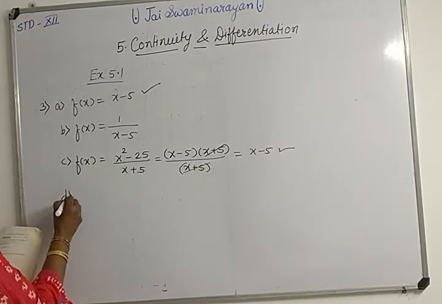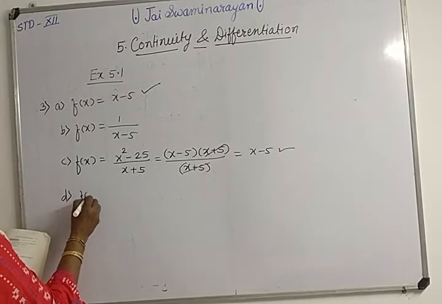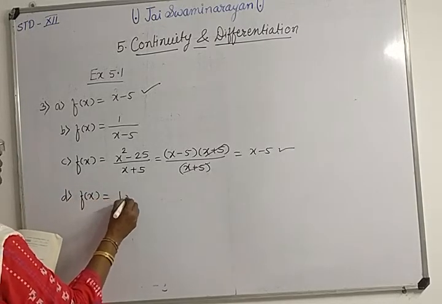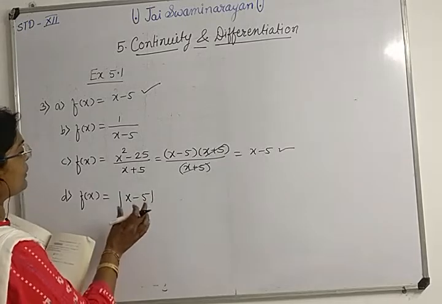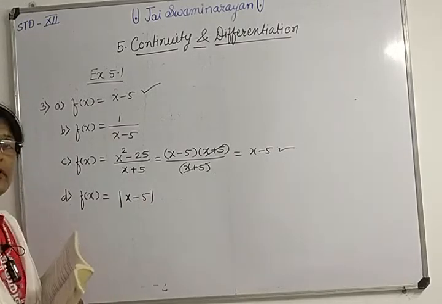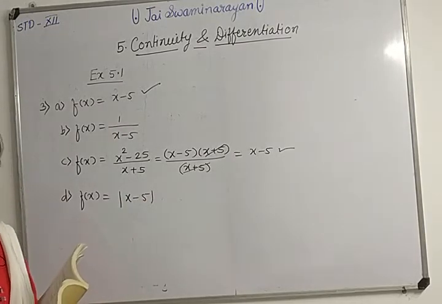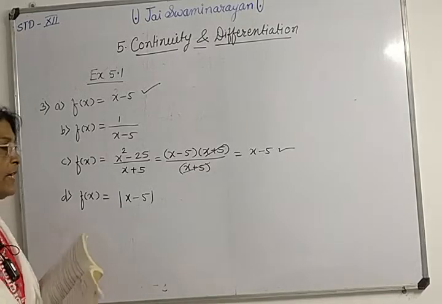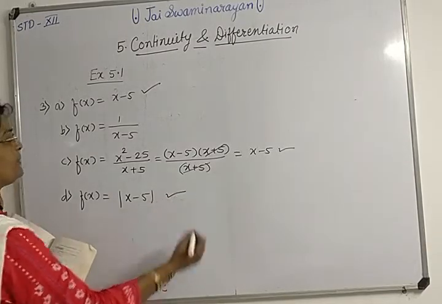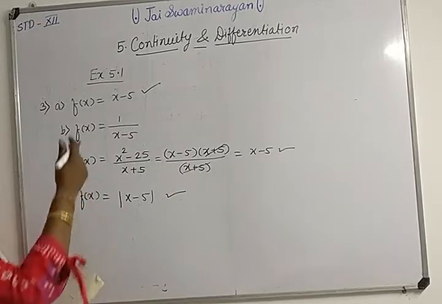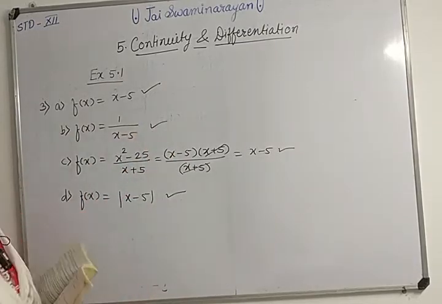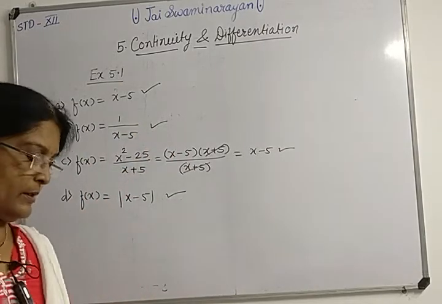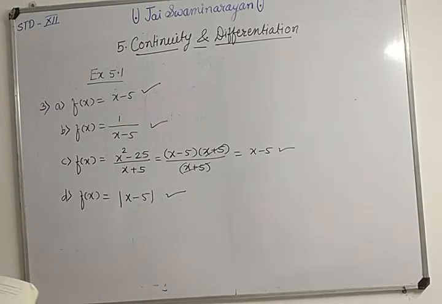Number D, f of x equal to mod of x minus 5. Now modulus function is always a continuous function. Every modulus function is a continuous function and therefore it is again a continuous function. So all the four given functions are continuous functions. Then question number 4.